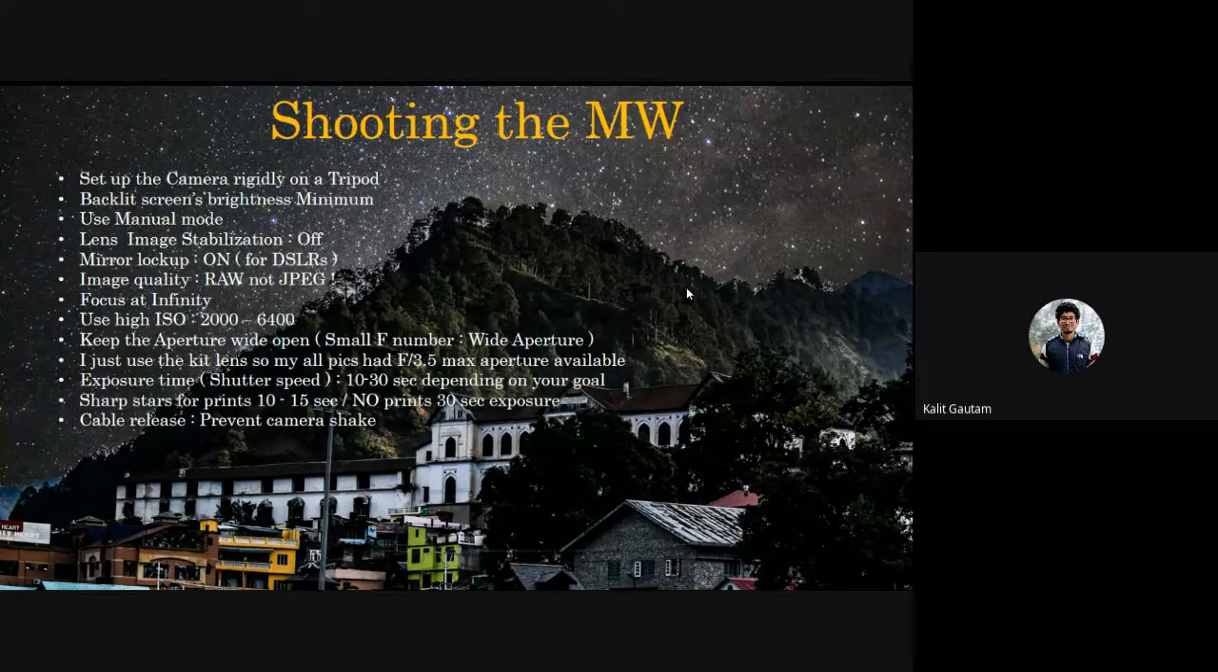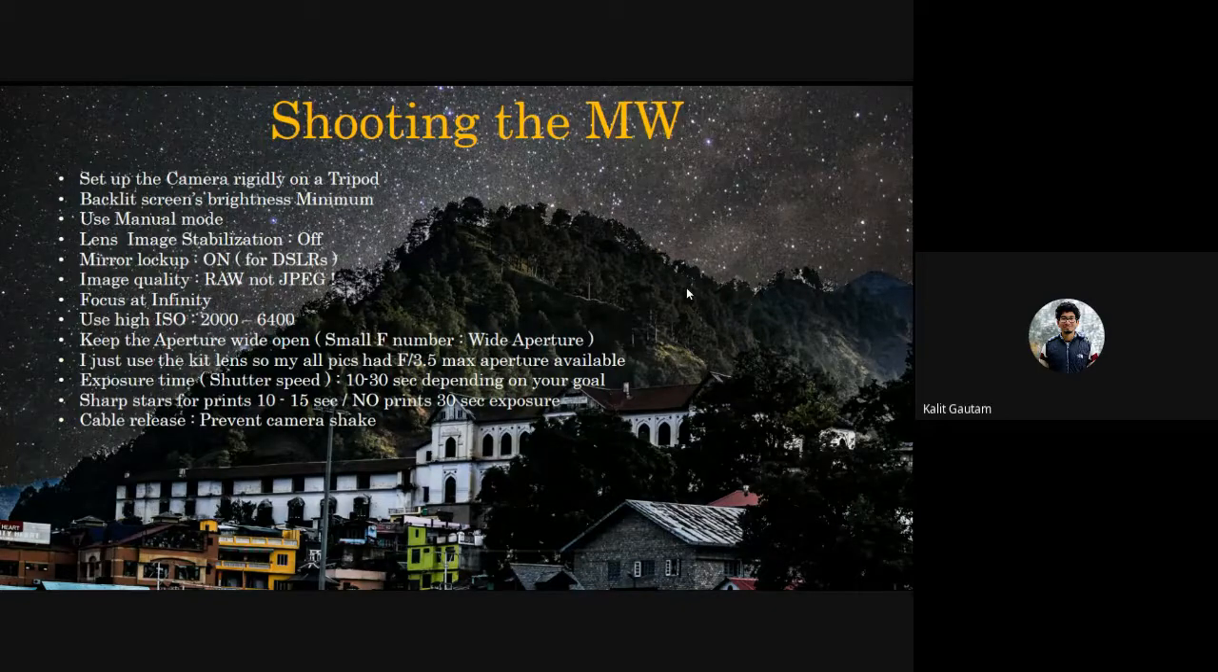But in my case, since the maximum aperture available is f3.5, I use a 30-second exposure, since I don't want to get prints out of my photographs. I just use a 30-second exposure because the image is quite bright and it allows a lot more light to enter rather than a 10 or 15-second exposure.